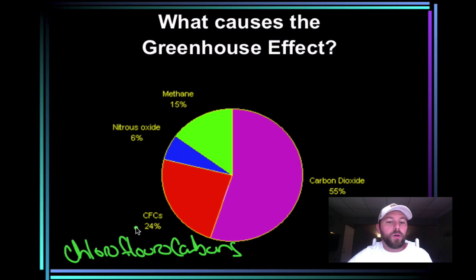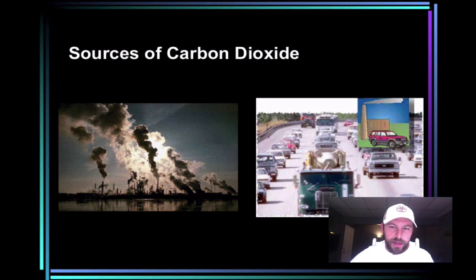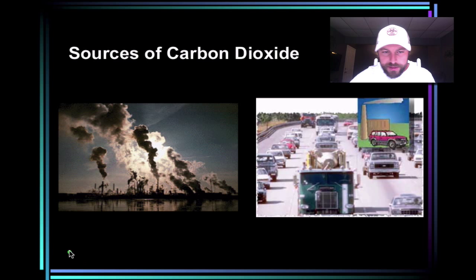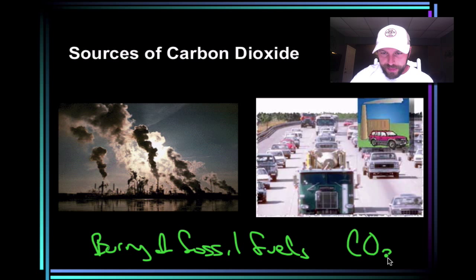Chlorofluorocarbons also act as greenhouse gases, and CO2. So there are a lot of different gases out there that can act as greenhouse gases. Okay, sources of carbon dioxide. Really, one of the biggest things is burning of fossil fuels. Probably one of the biggest generators of greenhouse gases, especially CO2. Burning fossil fuels also releases a number of other greenhouse gases into the atmosphere, but CO2, that's our big one, the biggest man-made source right there.